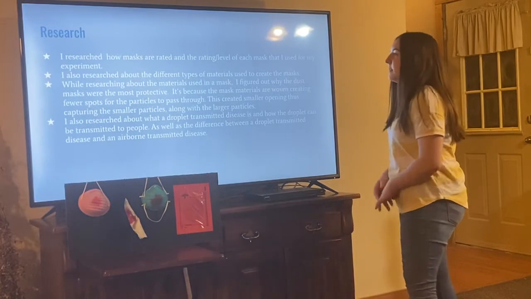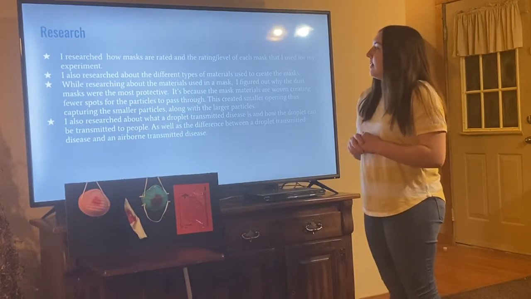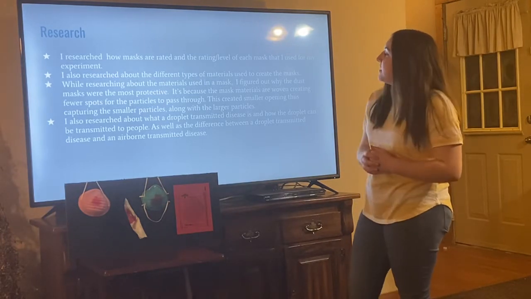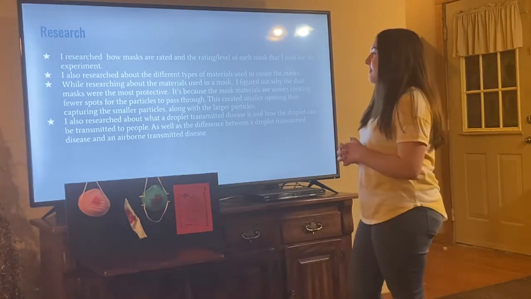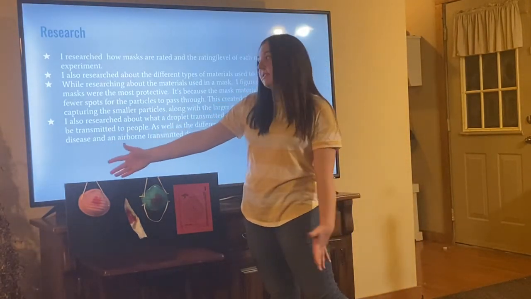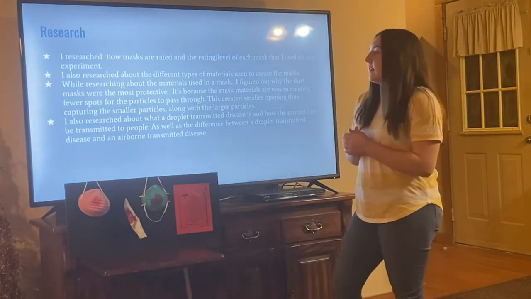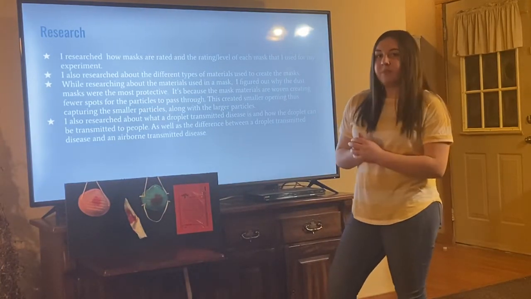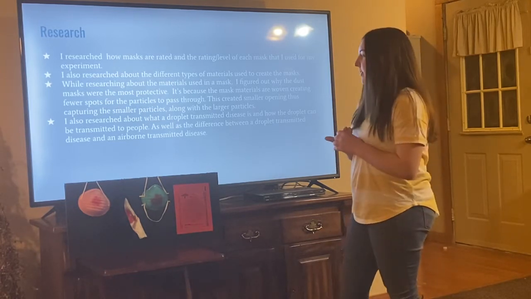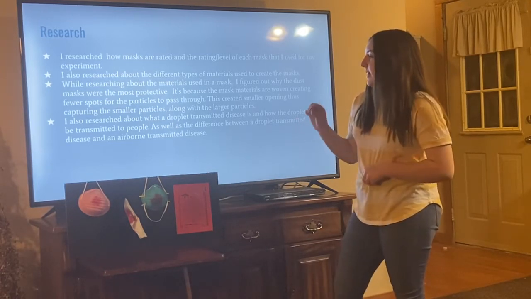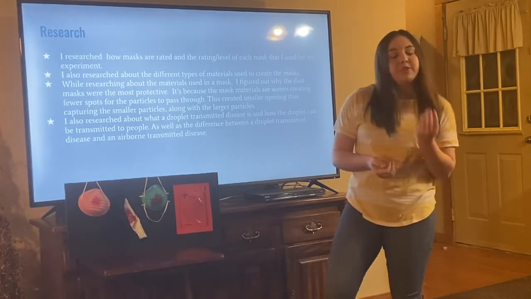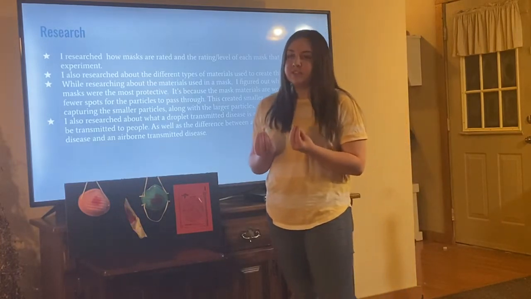My research. I researched how the masks were rated, as well as their level. I also researched the different types of materials used in the mask. For example, the pink mask, also known as a dust mask, is woven, making few openings for diseases to go through. So the smaller particles and the larger particles find it hard to go through because of the woven, smaller areas.